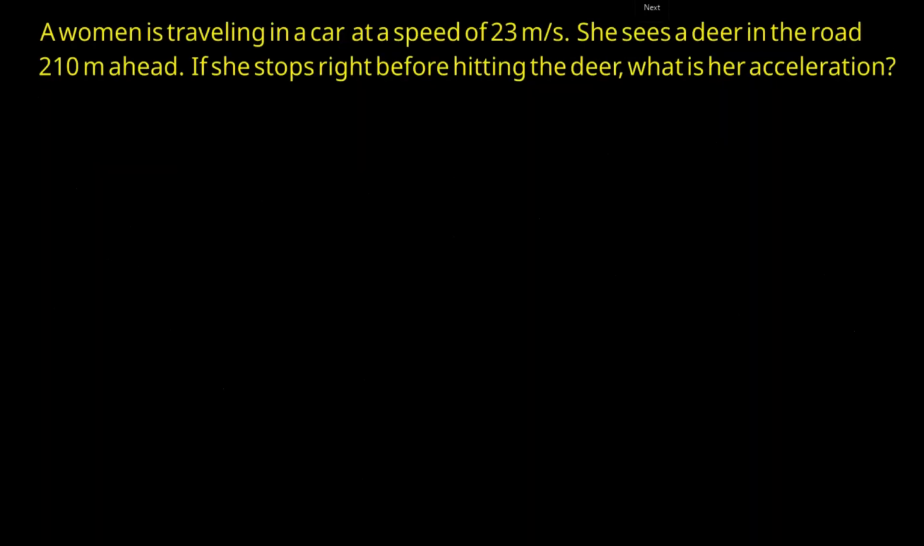A woman is traveling in a car at a speed of 23 meters per second. She sees a deer in the road 210 meters ahead. If she stops right before hitting the deer, what is her acceleration? We're going to be using the formula final velocity squared equals the initial velocity squared plus 2ax.